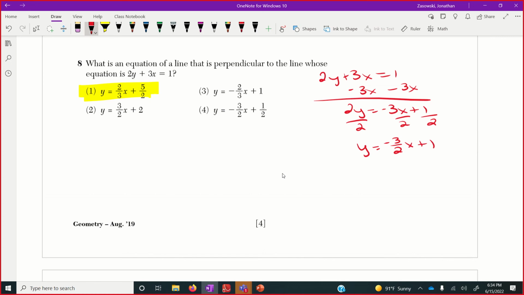All right, now our slope is negative 3 over 2. That means that a perpendicular slope has to have the opposite reciprocal. It has to be positive 2/3. So that is the only slope that has positive 2/3. So that is going to be our answer. All right, that's it.